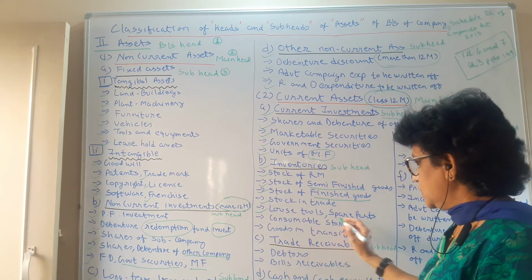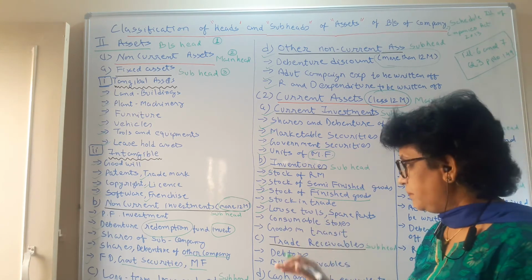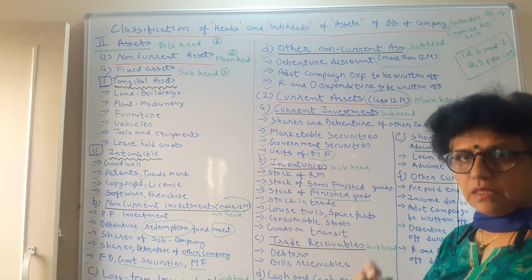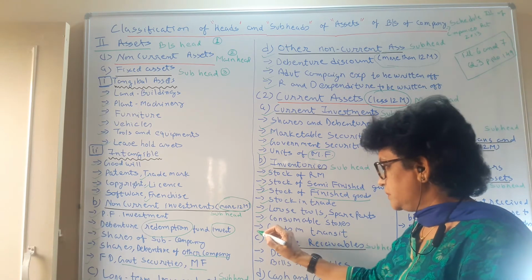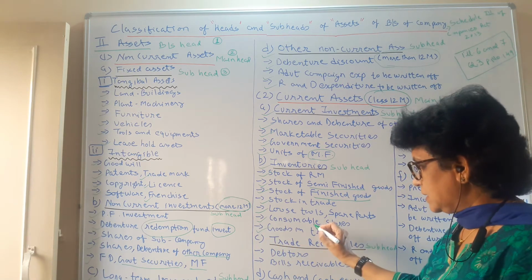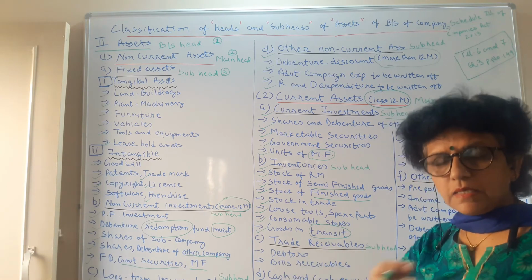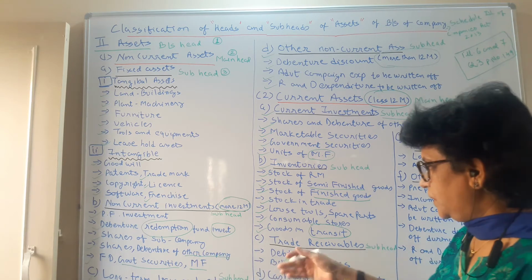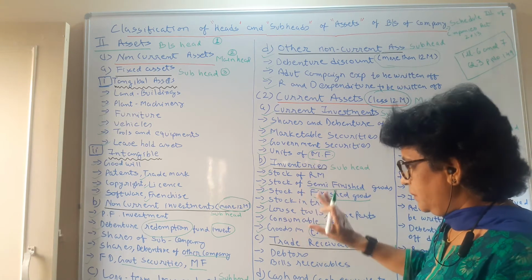The loose tools and the spare parts, that you have in your campus. Then consumable stores, whatever consumable stores you have kept in the business for your consumption. Goods in transit, again the goods which are on the way, yet to be converted, ownership yet to be transferred from one person to another. So all these categories are of your inventories.